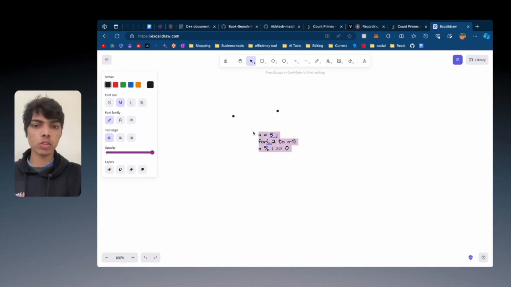So I think this is something which most of us would have learned. This is probably the most basic program that we build once we take our first step into the realm of programming.